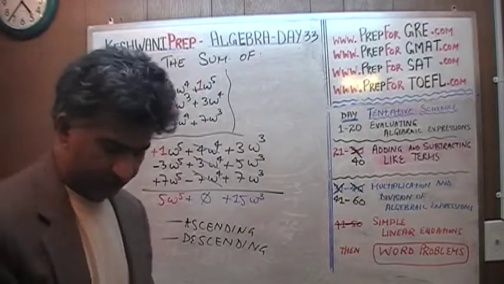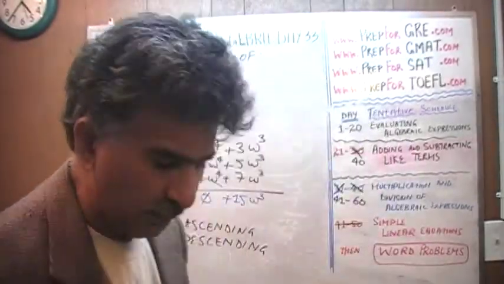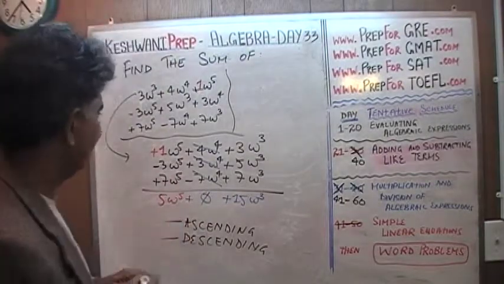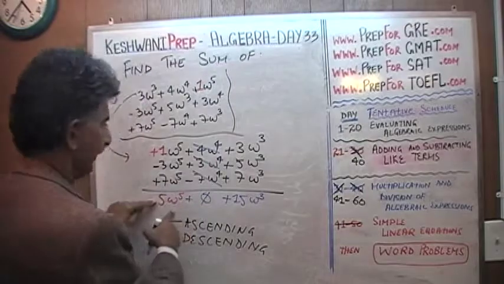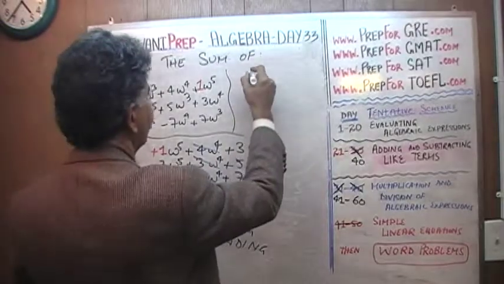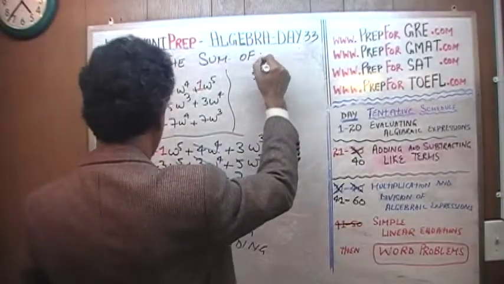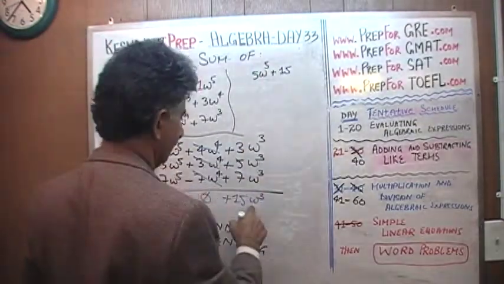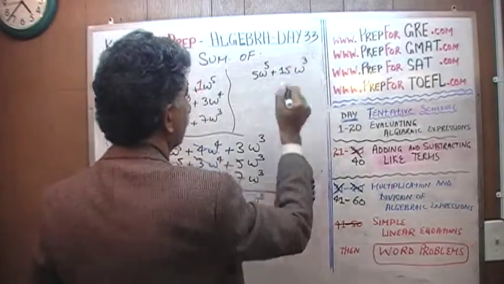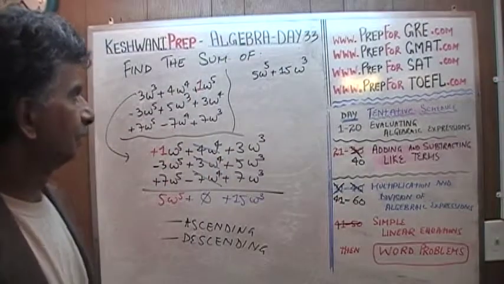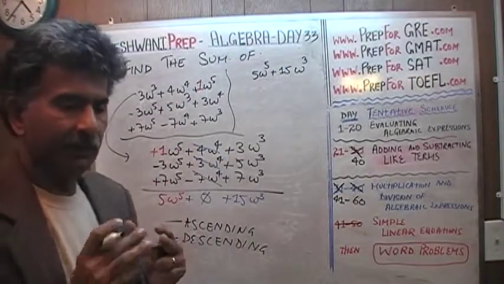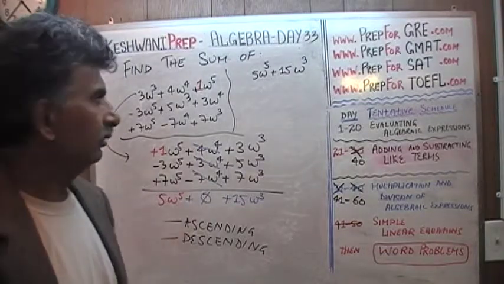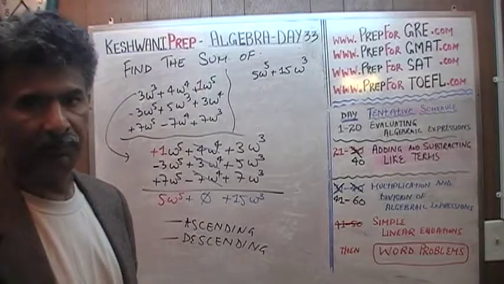Now, we could leave the answer the way it is. The part that I'm about to do is extra, it's not necessary. The answer the way it stands right now is 5w to the fifth plus 15w to the third. We could leave it the way it is and it's fine, but if you want to be elegant in your answer, if you want to be very refined, then the proper way is to simplify it, put it in a simpler form.